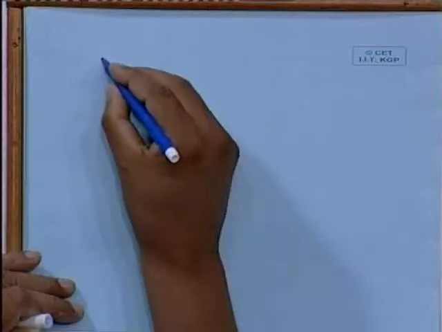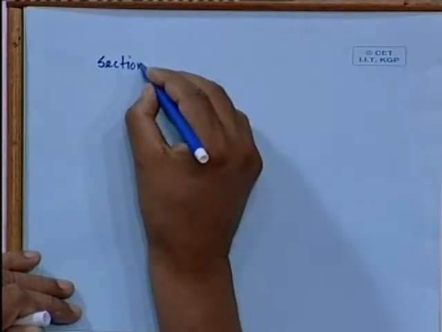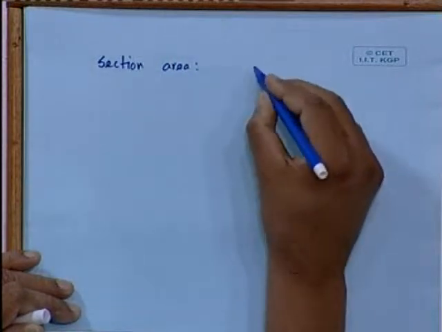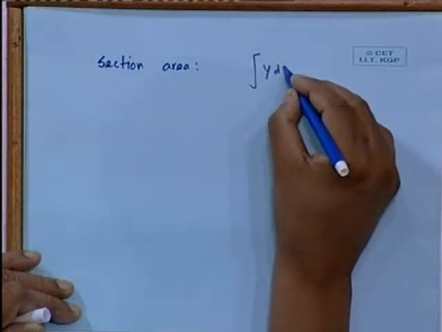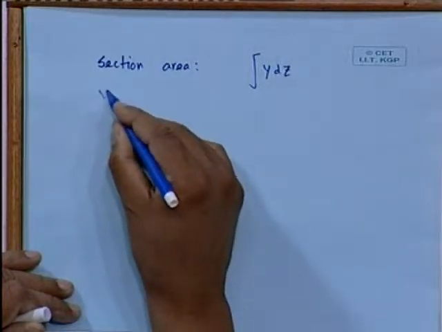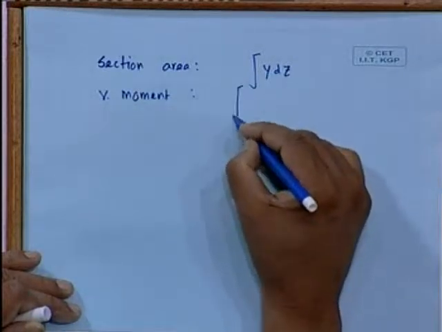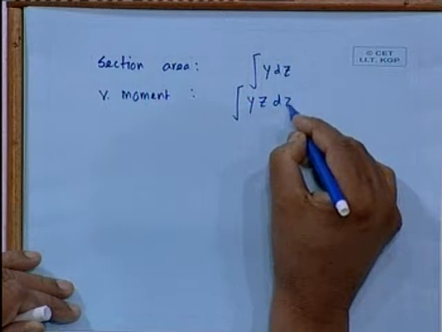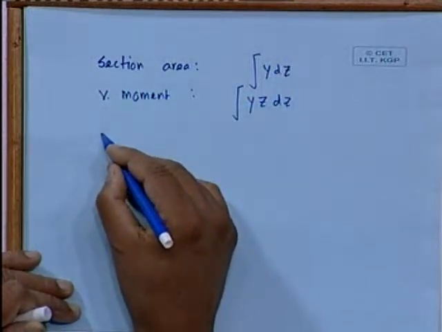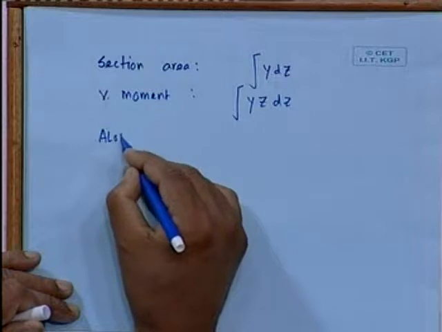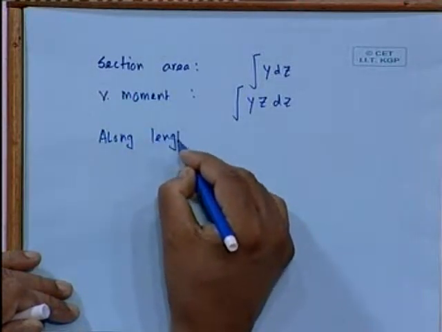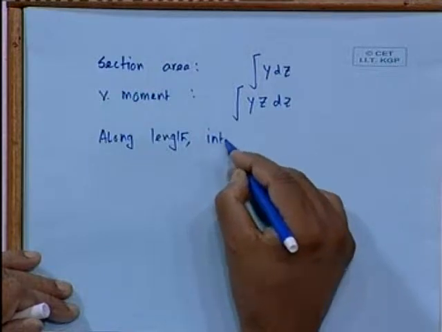This I will explain in the next slide. See, now looking back at that, what we have done, equation form is like this. Section area is integration of y dz. Vertical moment is integration of y z dz. Is the writing clear? Now along the length, integrate this.